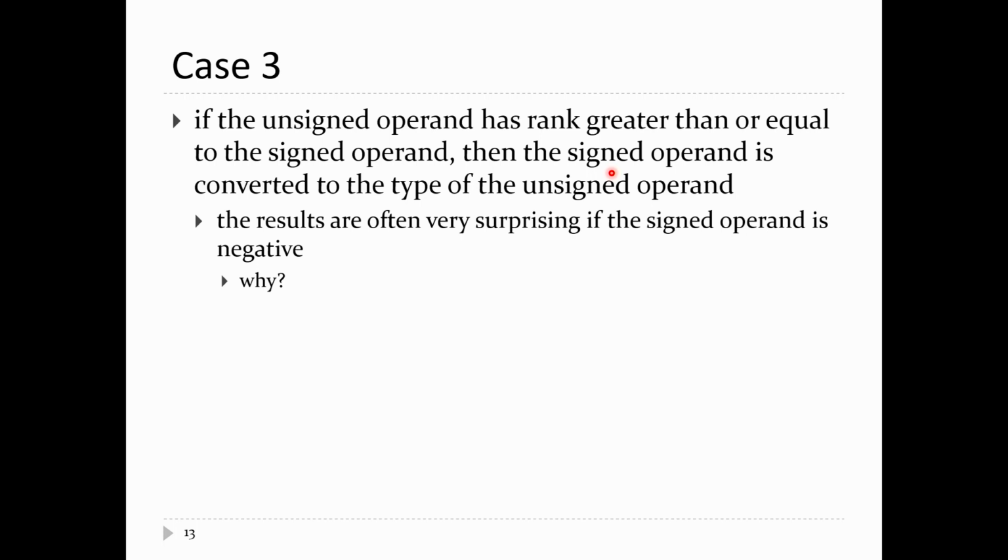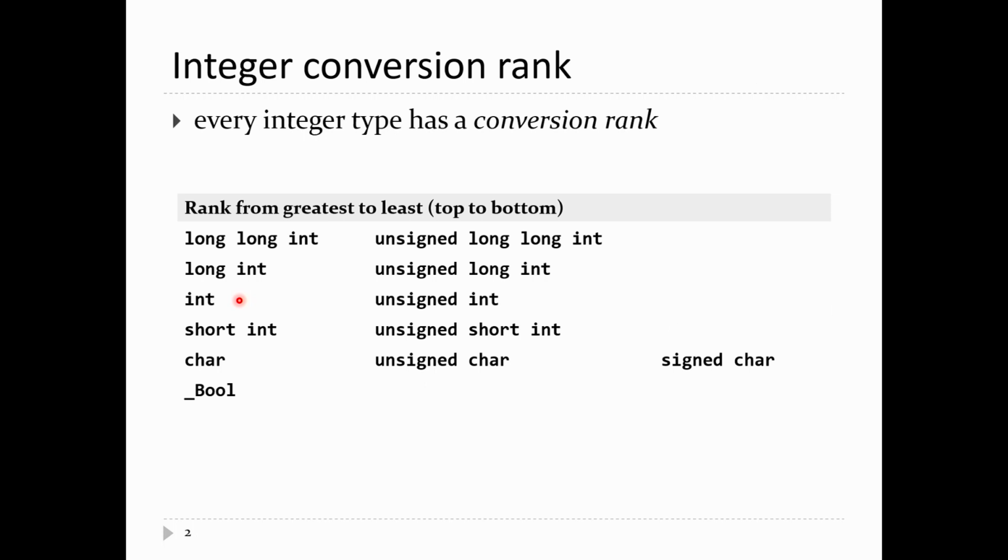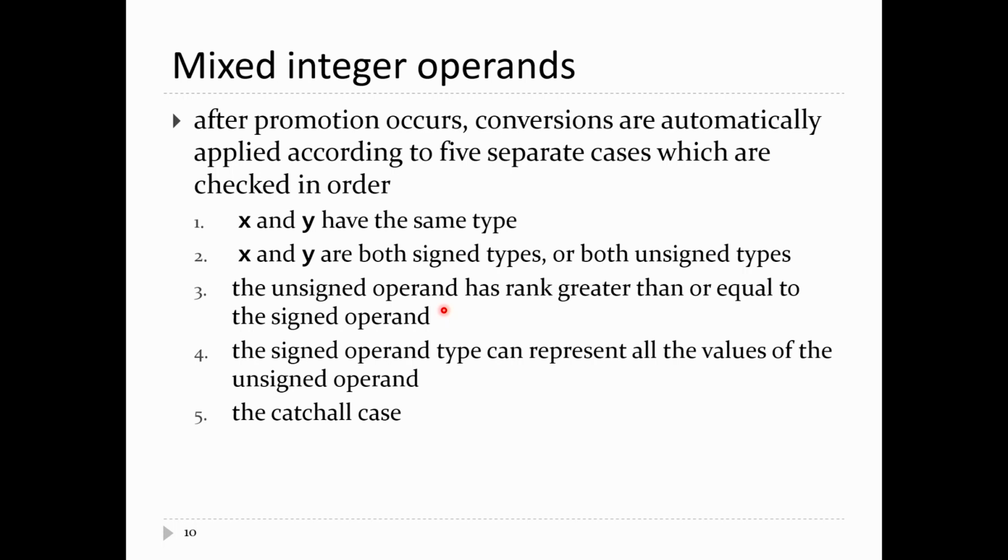Case 3, if the unsigned operand has rank greater than or equal to the signed operand, so the unsigned one has the rank that is equal to or greater, then you convert the signed operand to the type of the unsigned operand. There's a table back here that shows the ranks. So if you add an int and an unsigned int together, they have the same rank. So the unsigned int is the type that takes precedence. So you take the int, and you convert it to an unsigned int value, and then you do the arithmetic. That should also throw up red flags.